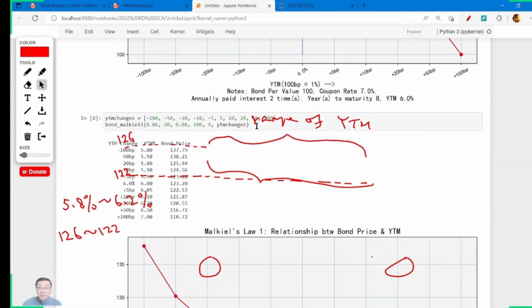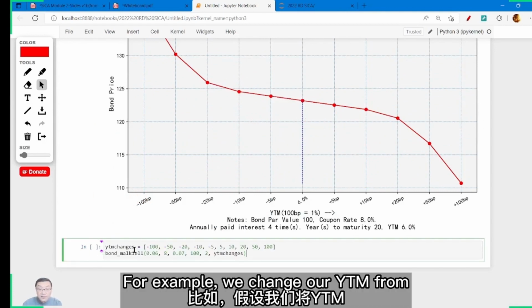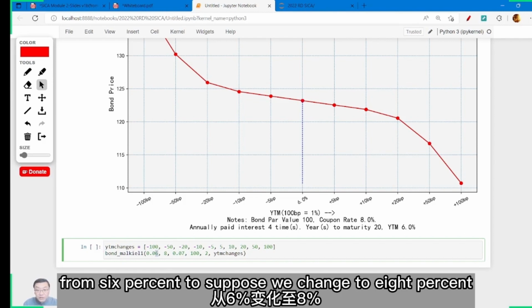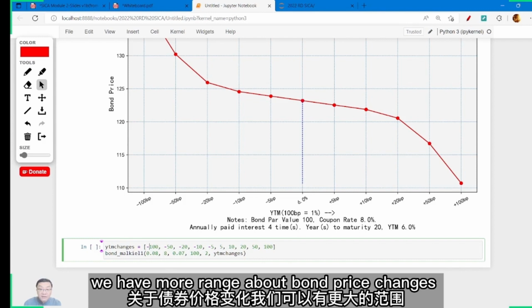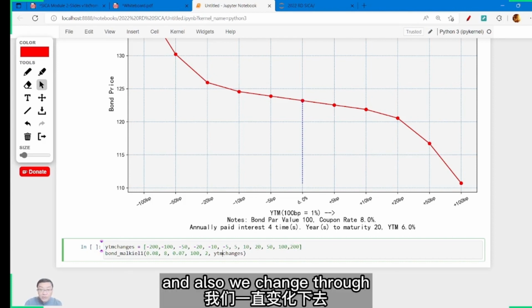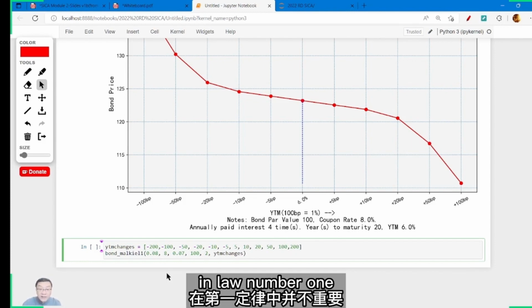Then let's have other changes. This time, change it in another way. For example, we change our YTM from 6% to, suppose, 8%. And we have more range of our bond price changes, for example, minus 200 and positive 200. And we also find that the redemption does not matter in Law Number 1.